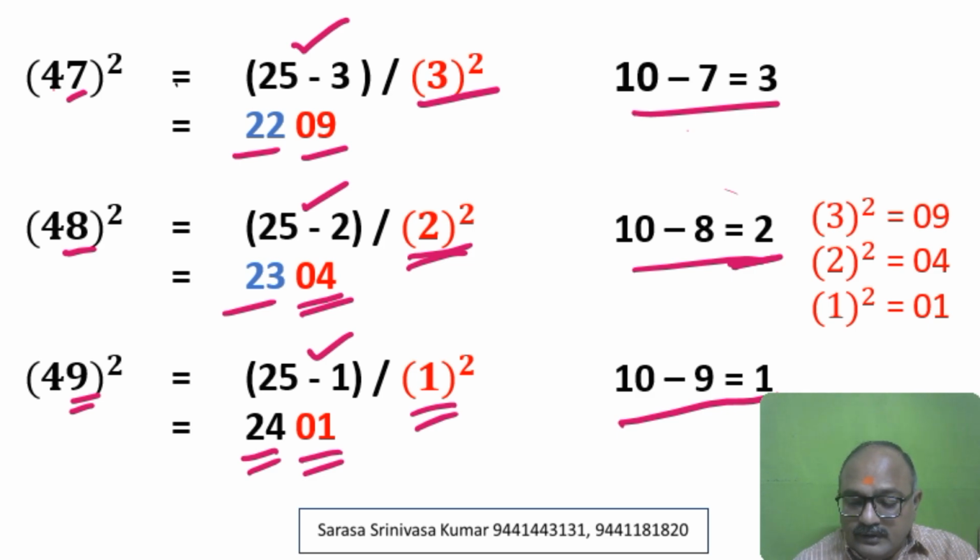You must remember, 3 square is written as 09. 2 square is written as 04. 1 square is written as 01.